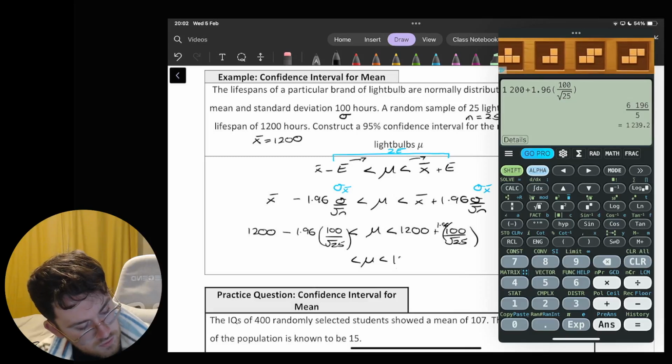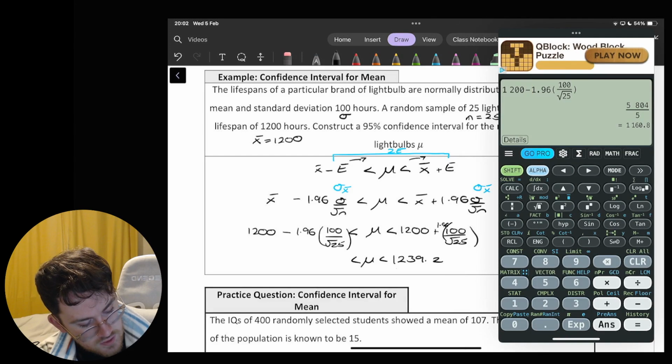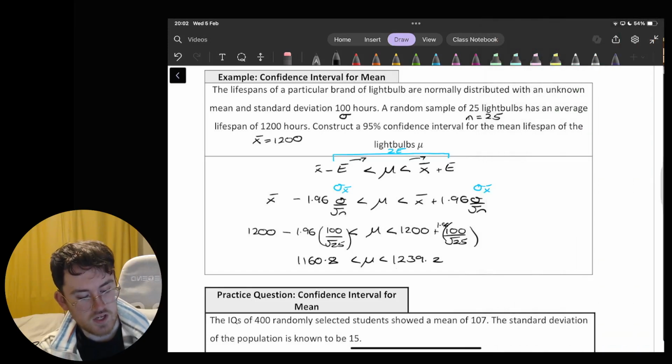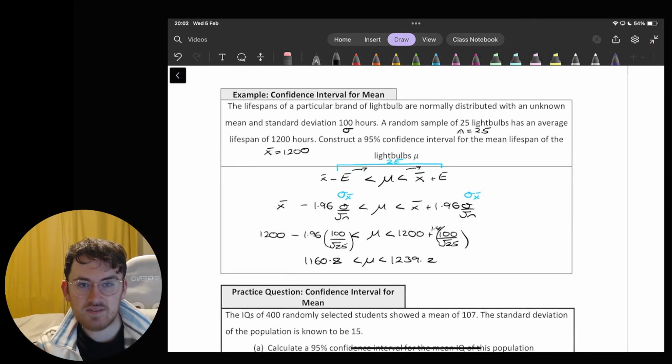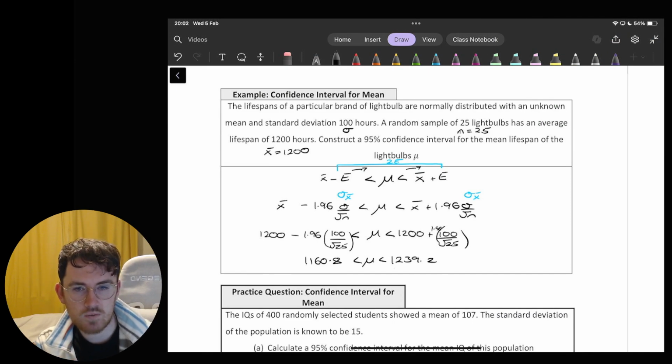So 1239.2. And again, we'll subtract that also to get 1160.8. So we're basically saying that we can be 95% confident that the mean lifespan of these light bulbs is within 1160.8 hours and 1239.2 hours. Okay, still fairly accurate there.